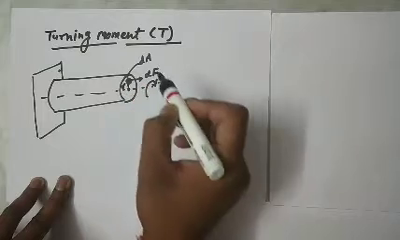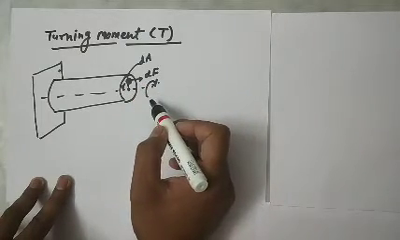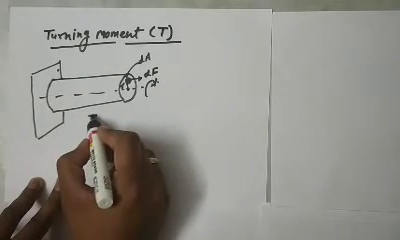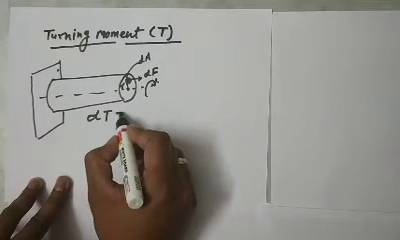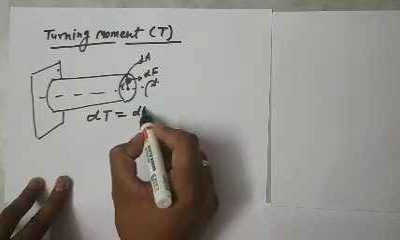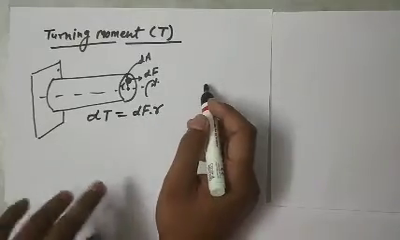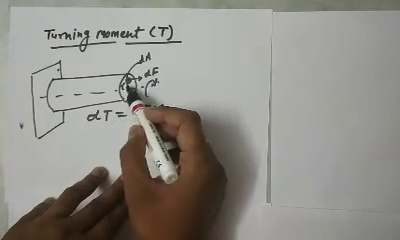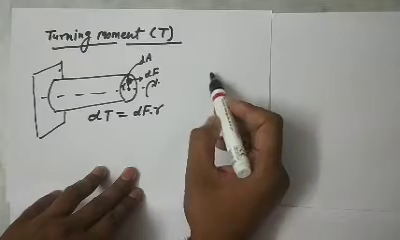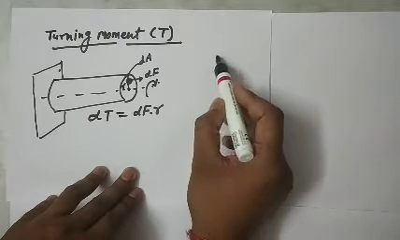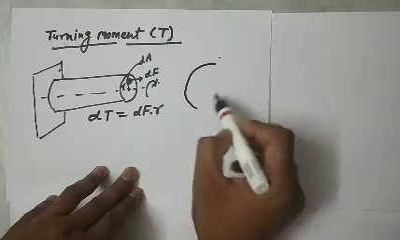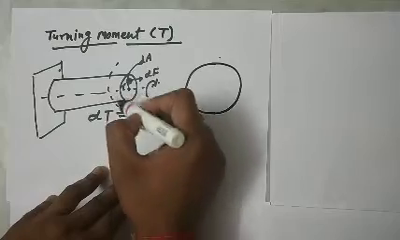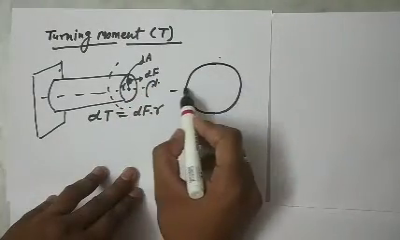So if the distance is r, then the turning moment for this elemental area, if the turning moment is dT, will be equal to dF into r. If we make a cross-sectional view of this elemental area, which is at the portion of BB dash discussed in the previous section, I am making the circular cross section. This is the large view of this cross section.